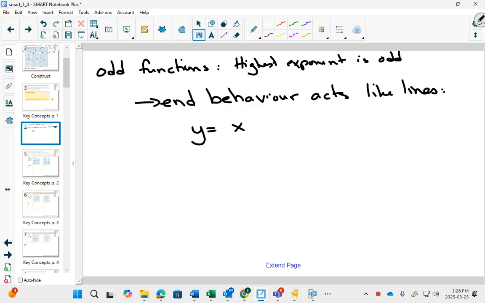If the leading coefficient is positive, positive slopes for lines, your end behavior starts down there, ends up there. If your leading coefficient is negative, well, a line with a negative slope goes down, it would start in the top left and go down to the bottom right.